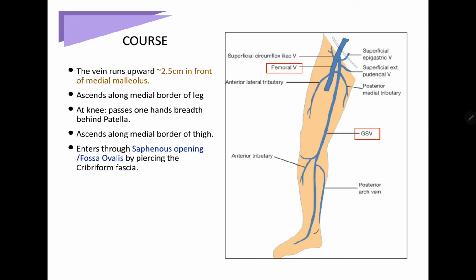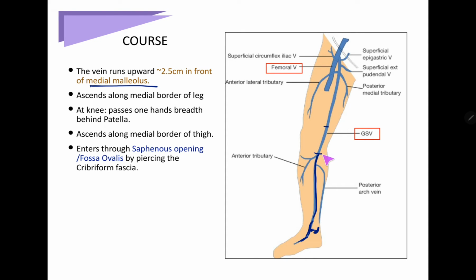Now let's see the course or the path. Once the vein has been formed, it runs 2.5 centimeter in front of the medial malleolus. So we know here this bony projection on the medial side is the medial malleolus formed by the tibia bone. Okay, just around 2.5 centimeter anterior to it, the saphenous vein ascends up. Now in the leg, it ascends along its medial border.